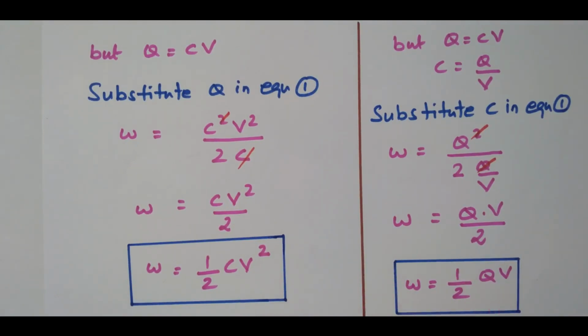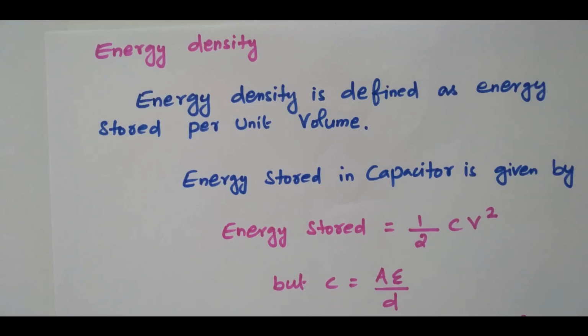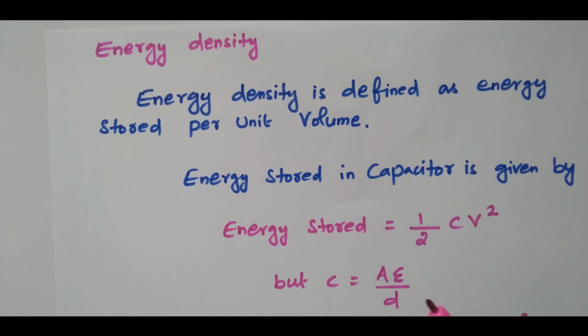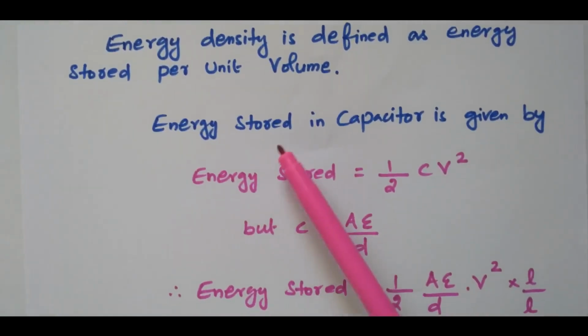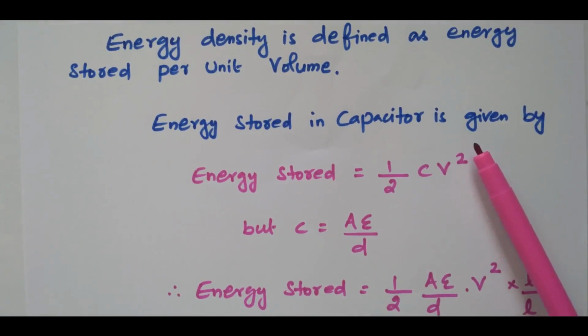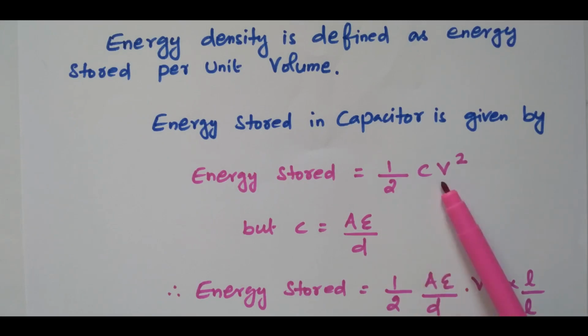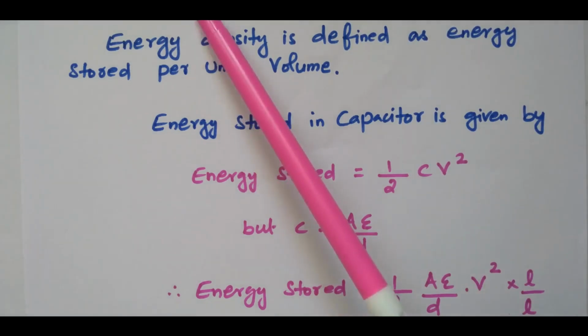Now we'll see the energy density. What is energy density? Energy density is defined as the energy stored per unit volume. Density means we are referring to either length, area or volume. Here we are referring to the volume. Energy stored per unit volume is nothing but energy density. Just now we discussed three different forms of the energy stored in a capacitor. We consider one form, half CV square. So this energy stored per volume is the energy density.